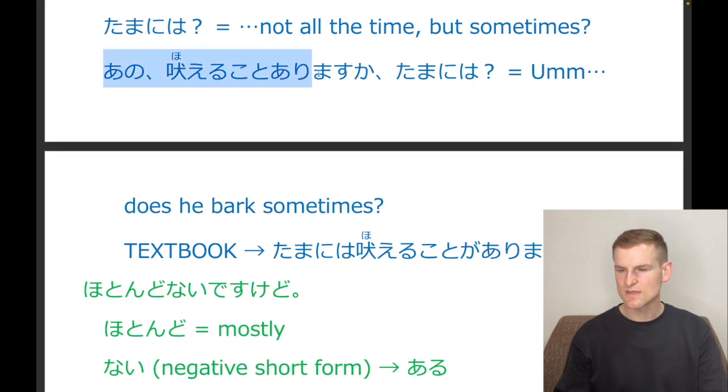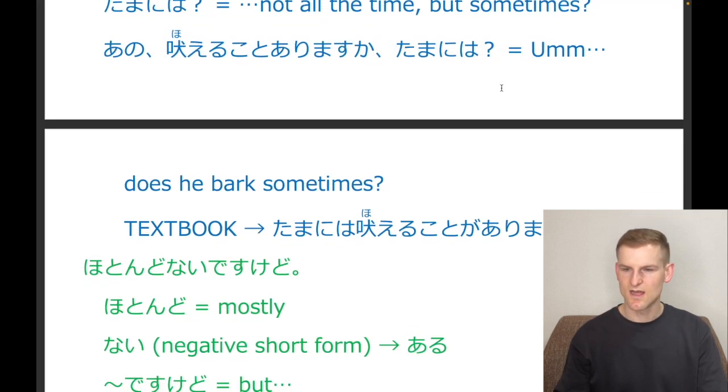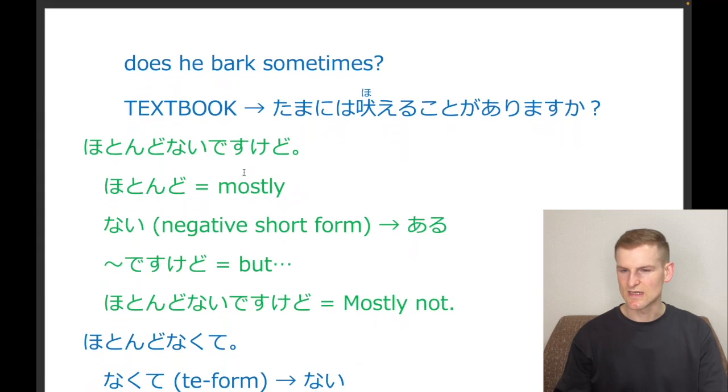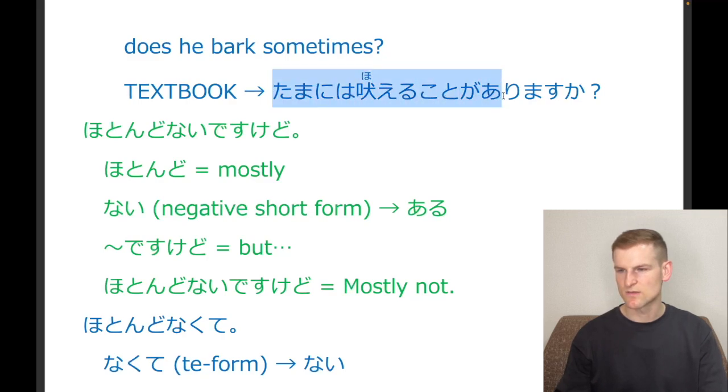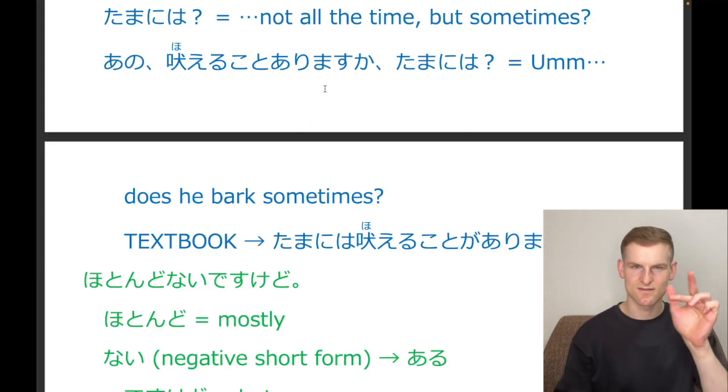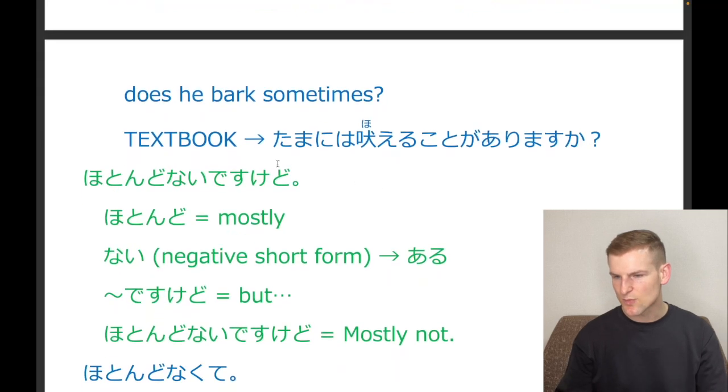So 吠えることありますかたまには. Okay, so this is like saying, does he bark sometimes? Okay. So in a textbook, you would see probably this order. たまには吠えることありますか? Or even just, you wouldn't even need the wa in this case. たまに吠えることありますか? But I kind of tagged it onto the end of the sentence because it popped into my head at the end of the sentence, I guess you could say. So this is very common as well in speech. Kind of sentence order gets changed a bit. You could even put it before the ありますか? So 吠えることがたまにありますか? That would also be okay.